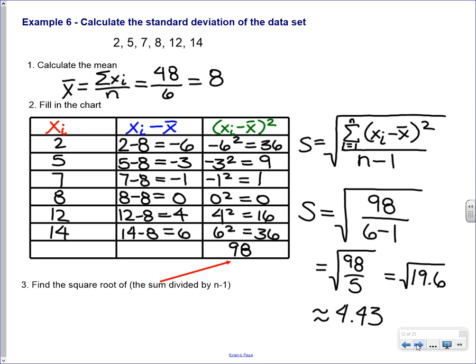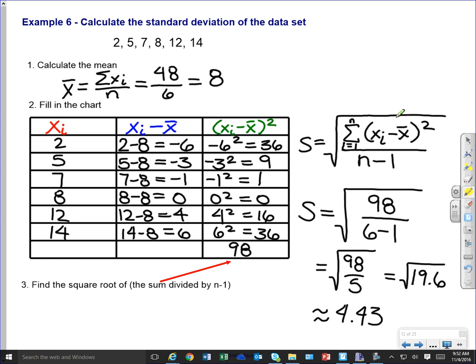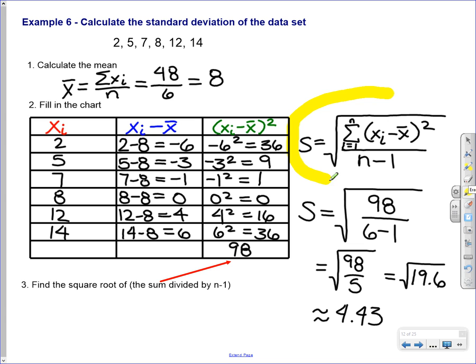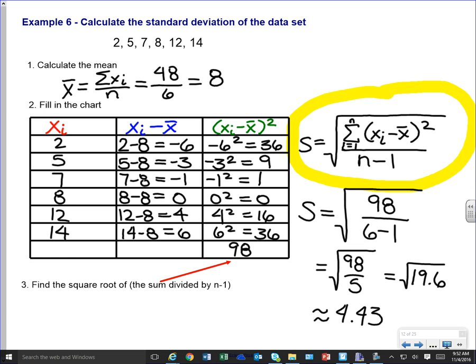So let's look at this small data set. We've got 2, 5, 7, 8, 12, and 14, and we're going to calculate the standard deviation. Now this here is the formula that we are working with. This is our standard deviation formula. Remember, you don't have to memorize any formulas. All these formulas are given to you for your test or your final exam. You just need to know how to use them.